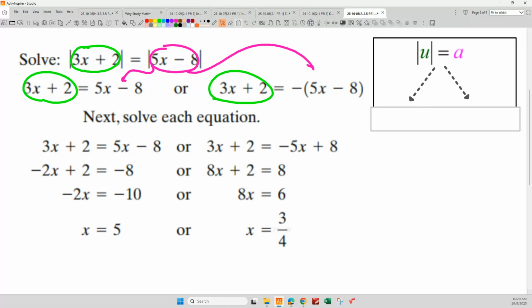over here I could just push the x's to one side. They did it different than we would. We'd probably push the x's to the right. They pushed them to the left. Subtracted 5x from both sides. They subtracted 2 from both sides, divided by negative 2. And one of their solutions was x equals 5. Okay? Over here, added 5x to both sides, subtracted 2 from both sides. You got 8x equals 6. Divide by 8. I got x equals 6 over 8, which is the same as 3/4. Okay?